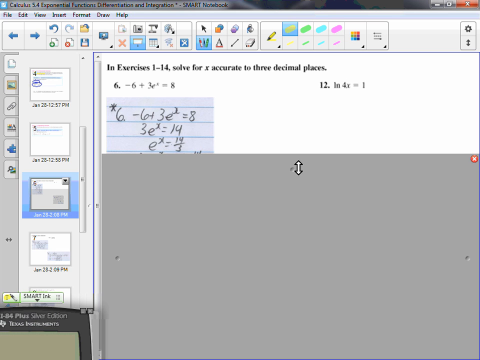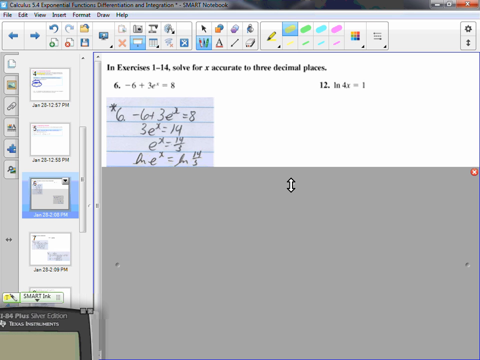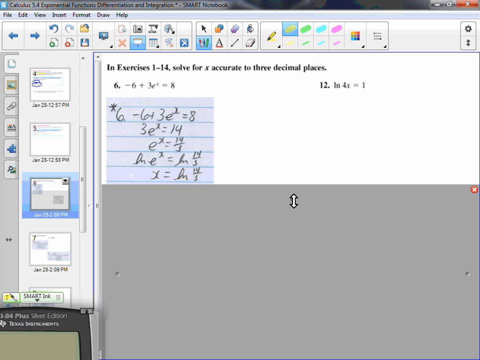So we take the natural log of the left side, that's the natural log of e to the x, and we take the natural log of the right side, so that's the natural log of 14/3. The natural log of e to the x, by definition of inverse functions, is x. Okay, remember f of g of x equals x? That's what's going on here. So the natural log of e to the x is x. So x equals the natural log of 14/3.